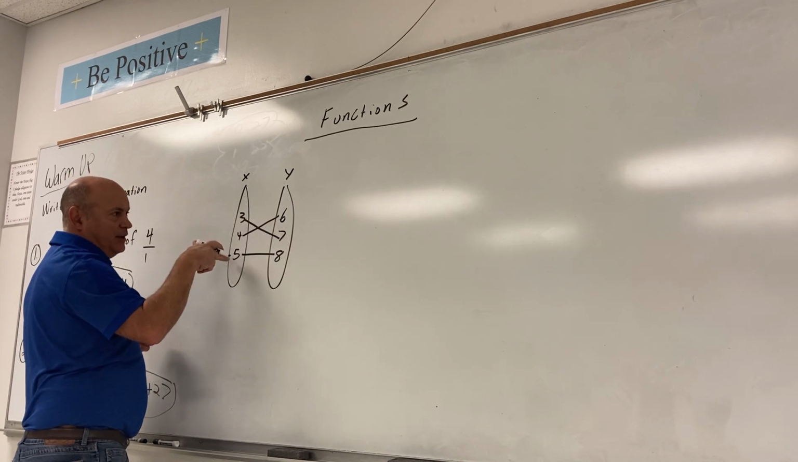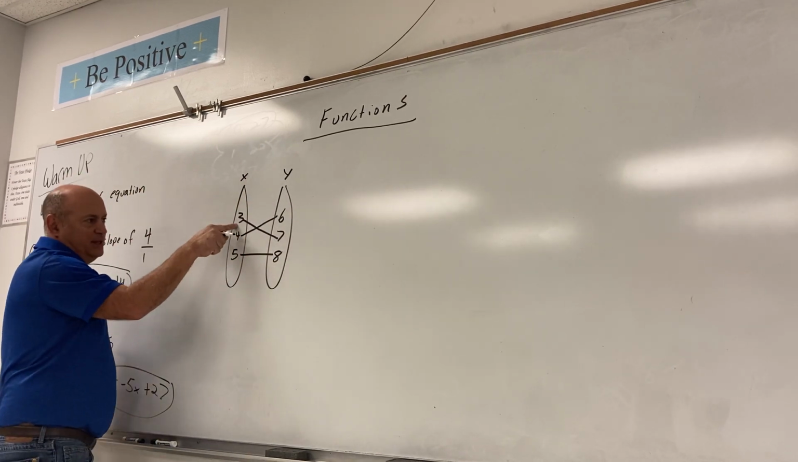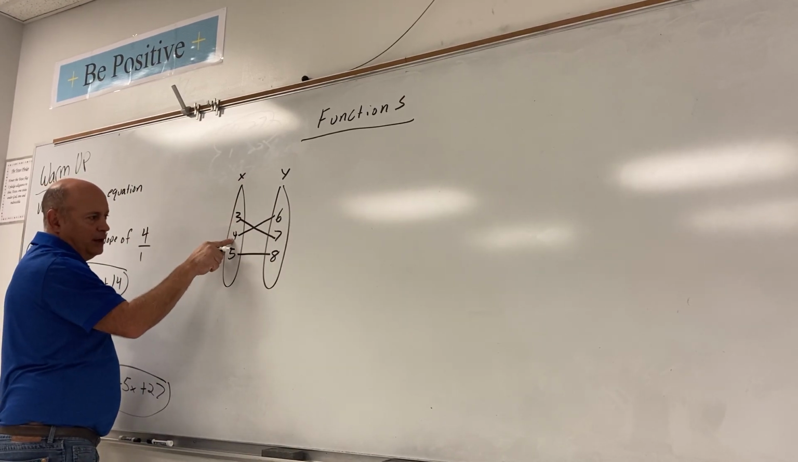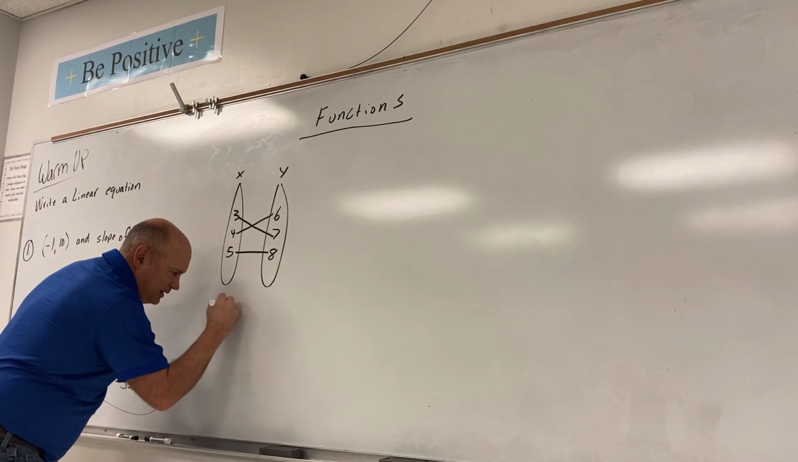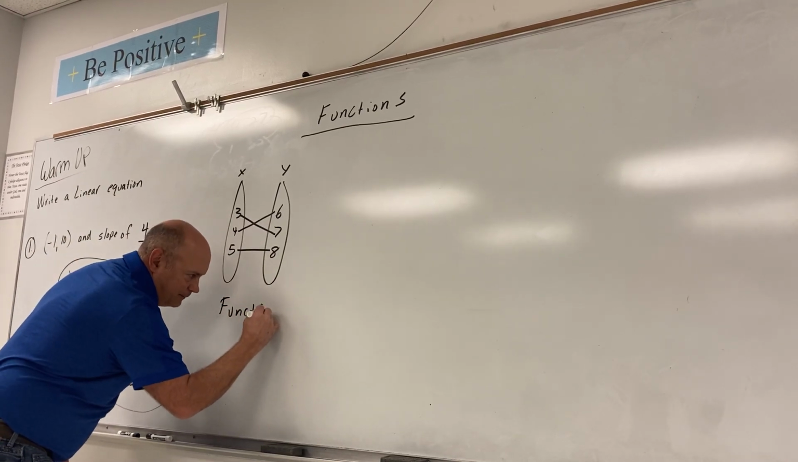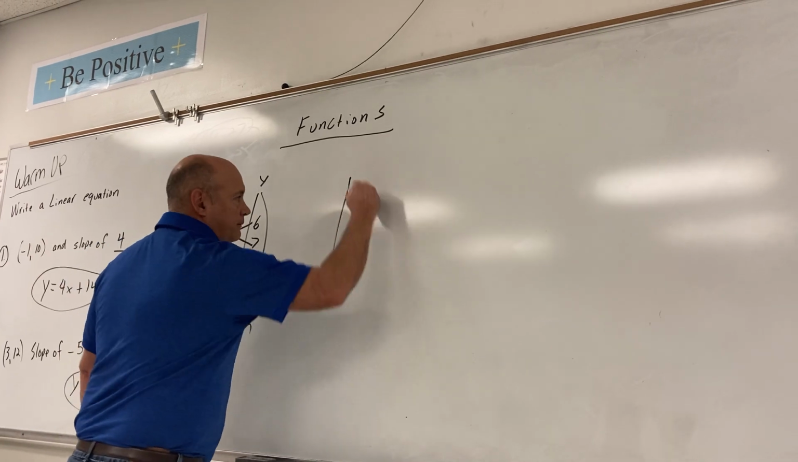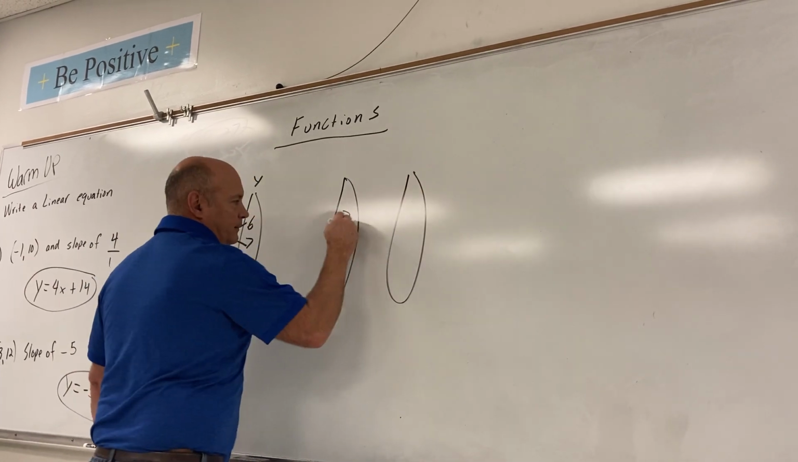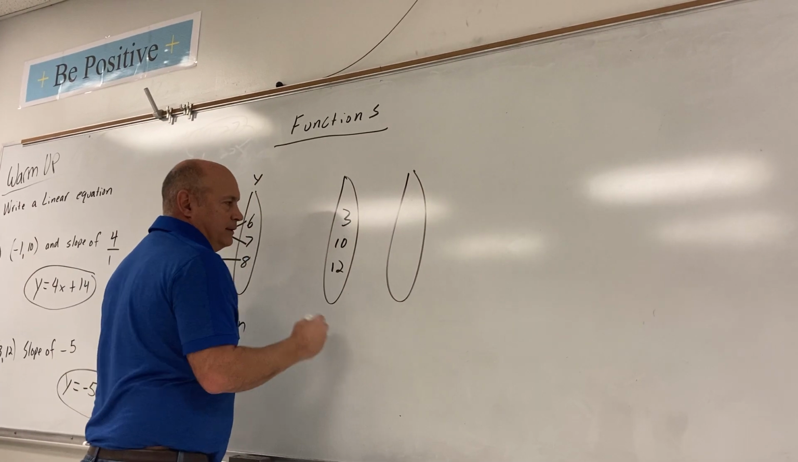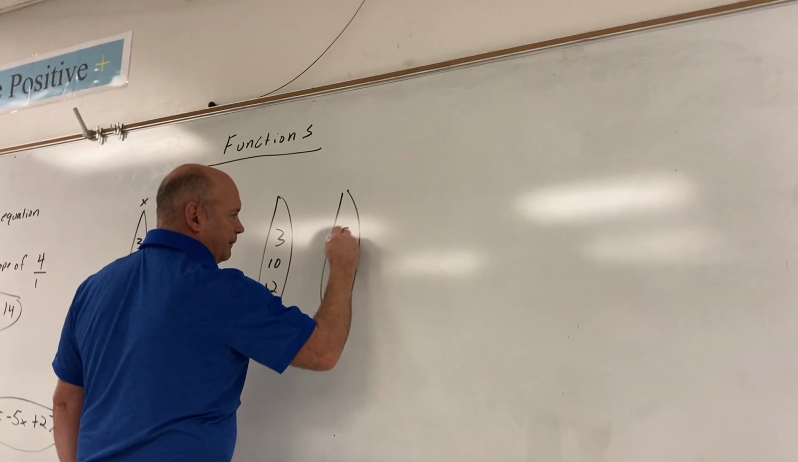But these numbers are the girls. These are the boys. Is 3 cheating? No. 4? No. 5? No. Nobody's cheating. That is a function. So they don't have to be right next to each other? No. The line tells you who their boyfriend is.